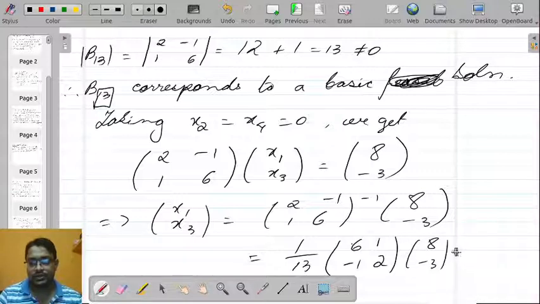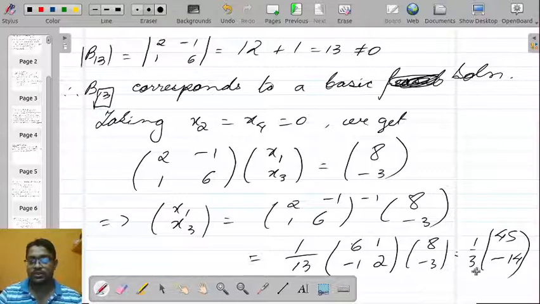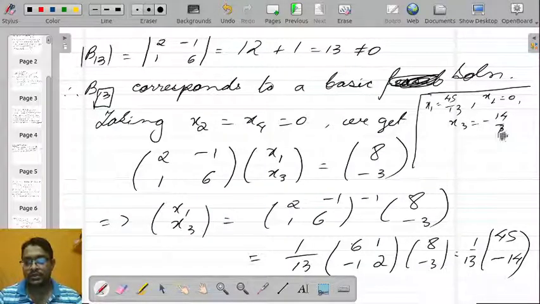Times [8; -3]. So it's 1 by 13 into 6 times 8 is 48, 48 minus 3 is 45, and this is minus 8 minus 6, so it's minus 14. So it's 45 by 13 and minus 14 by 13. Here also the basic variables are non-zero. So here x1 equal to 45 by 13, x2 equal to 0, x3 equal to minus 14 by 13.